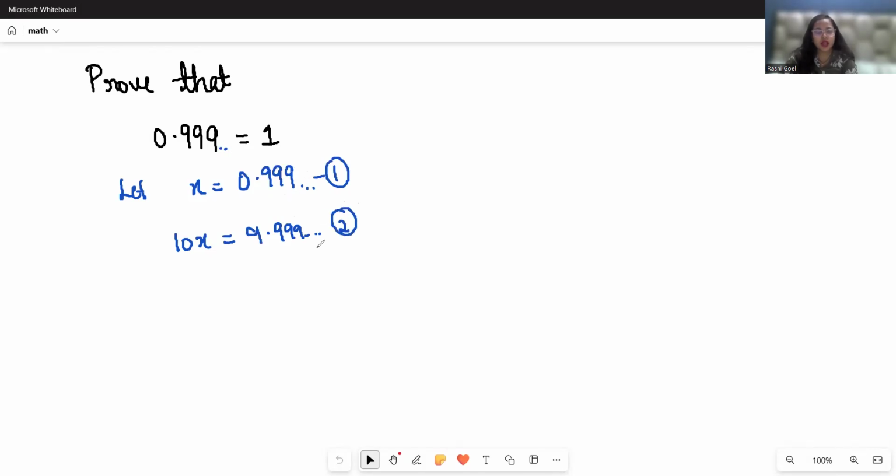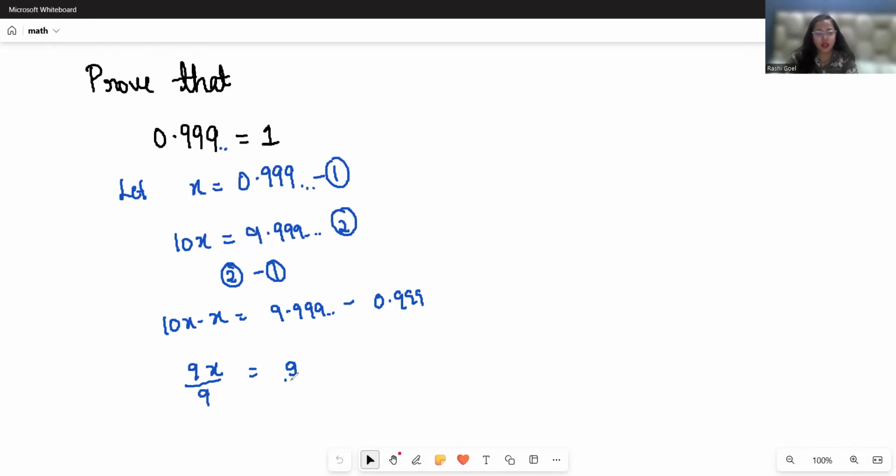I'm considering this as equation number 2, subtracting equation 1 from equation 2. So 10x minus x is equal to 9.999 and so on minus 0.999 and so on. Now 10x minus x is 9x, which is equal to 9 minus 0, which is 9, and the decimal places will subtract from themselves. So it is equal to 9.